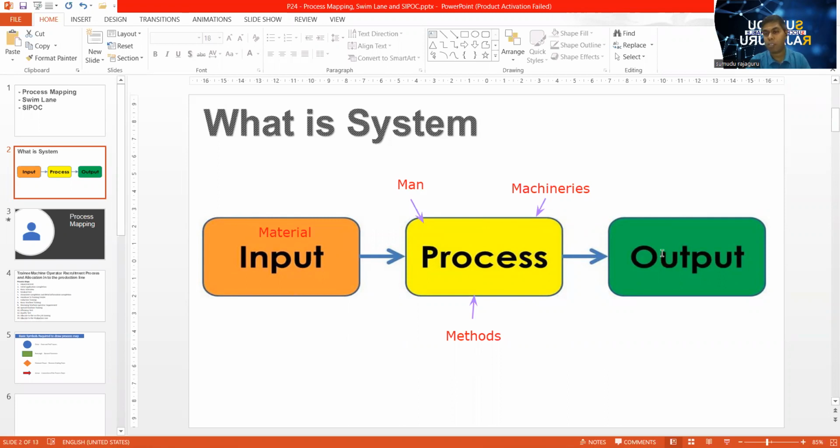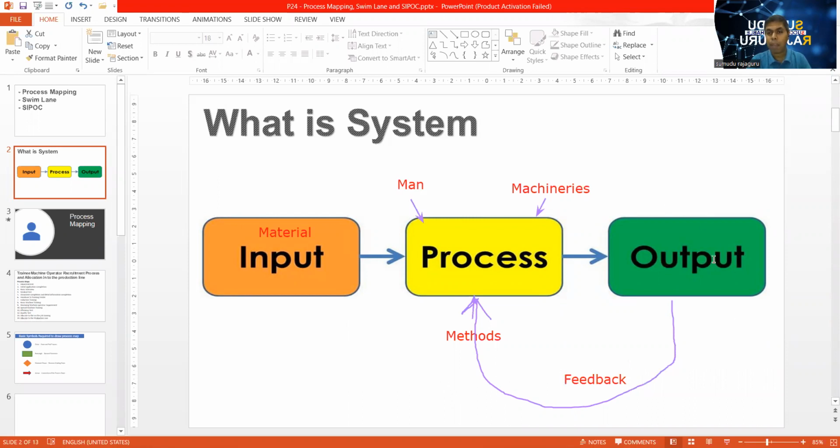The other thing is, if we want to do process improvement, this is called a single loop system. Single loop means it is a straight line. But if we want to do the improvement, we have to convert this system into a closed loop system. How can we convert this into a closed loop system? We have to get some feedback from the output to the process. That is called feedback. Feedback needs to be taken then and there.